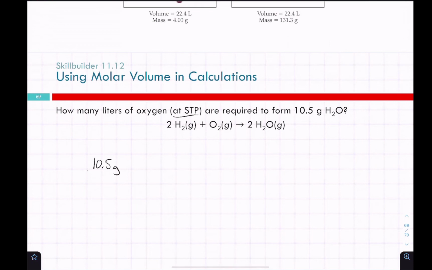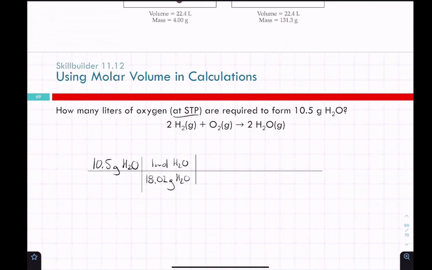10.5 grams H2O. I'm just going to fill this one in: 18.02 grams of H2O per 1 mole H2O. What's the molar ratio? What's the coefficient for oxygen? We want to find oxygen, so that's 1 mole of O2. And then what's the coefficient for water? H2O, there's 2. Yeah, so 2 moles of H2O.